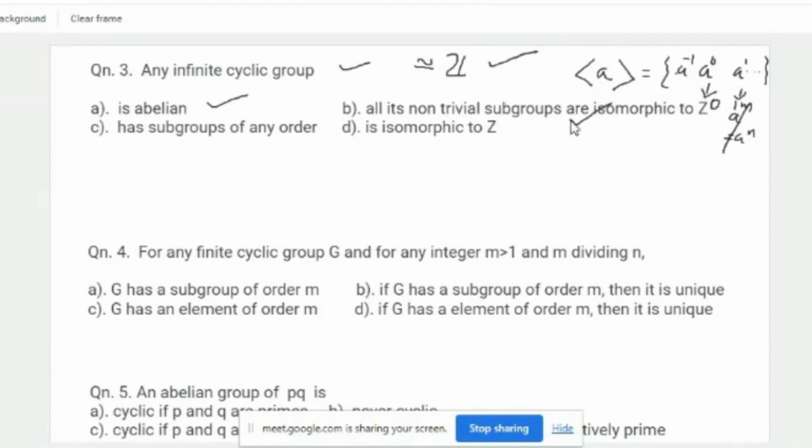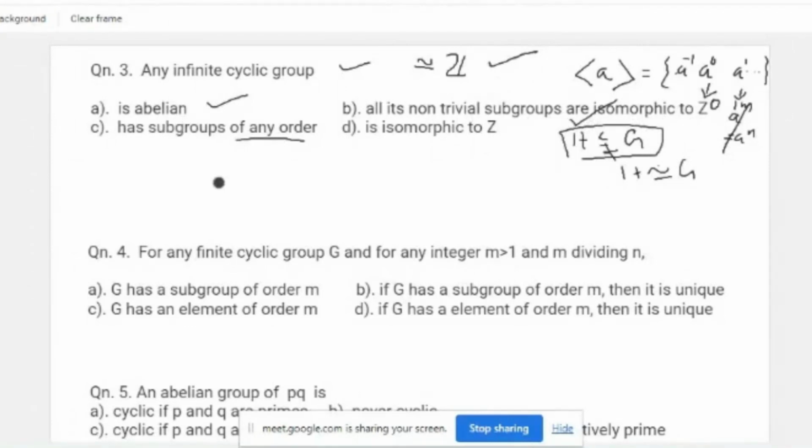This is another property of the group Z. You can see that any subgroup you take of Z will be isomorphic to Z itself. Any subgroup is isomorphic to G. G is isomorphic to G, even if it is a proper subgroup. Only the trivial subgroup is not isomorphic, because it contains only the zero element, the identity element. That is exempted here. So all its non-trivial subgroups are isomorphic to Z is right. As for subgroups of any order.